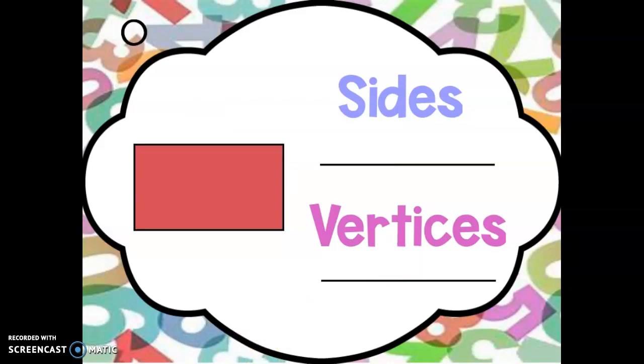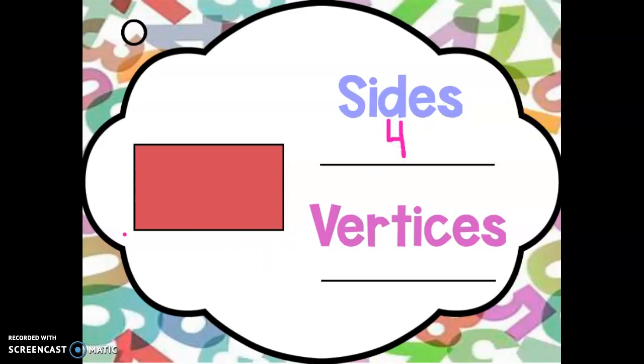Okay, now this is a rectangle. A rectangle is just like a square, except the rectangle has 2 long sides and 2 short sides. See, this side is long and this one is short. So let's count how many sides this rectangle has. 1, 2, 3, 4. How many sides? 4. Very good. It has 4 sides.